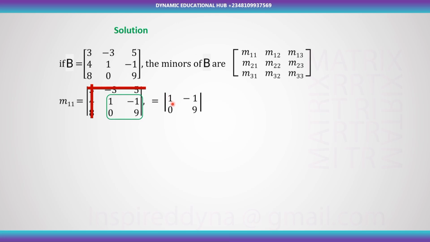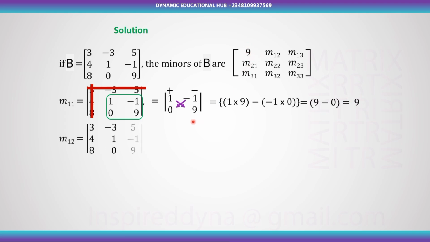Find the determinant, you have plus, minus, multiply this by this. I give you 1 times 9 minus 1 times 0. 1 times 9 is 9, minus 1 times 0 is 0. 9 minus 0, you have 9. And that is what you are going to have here.